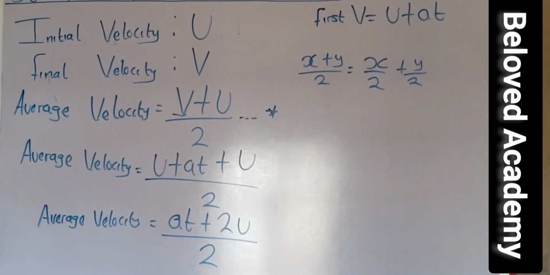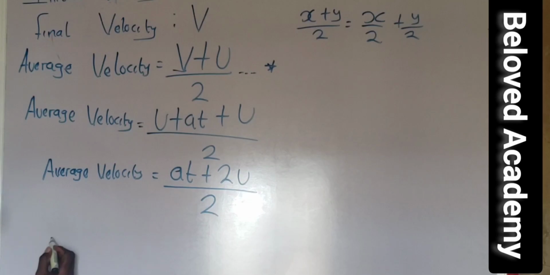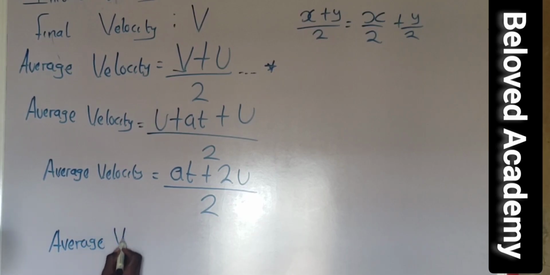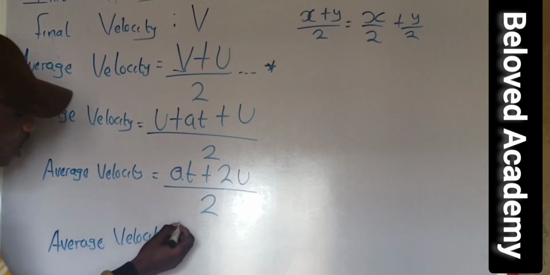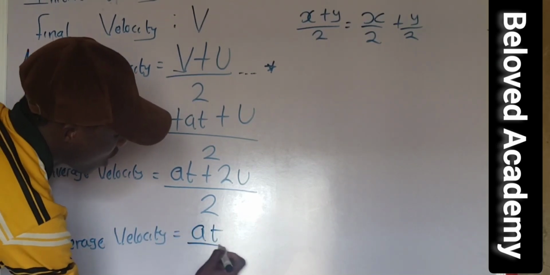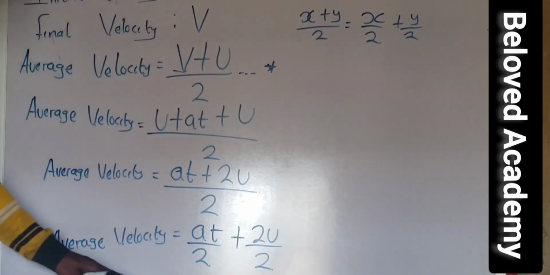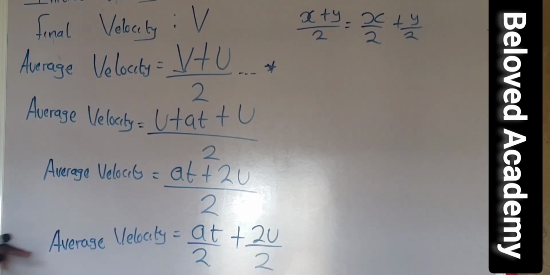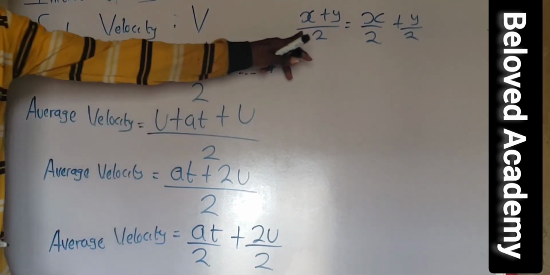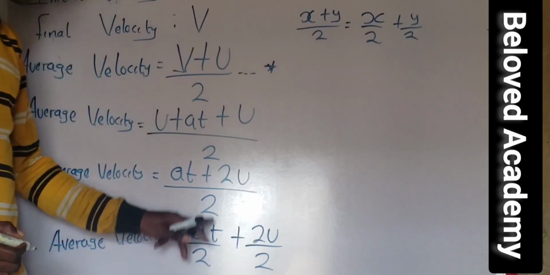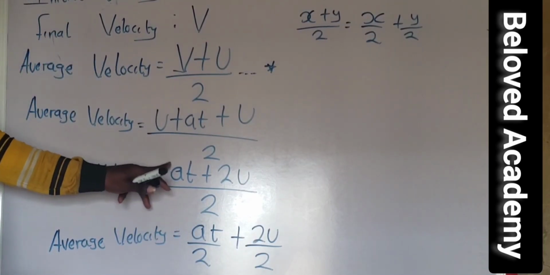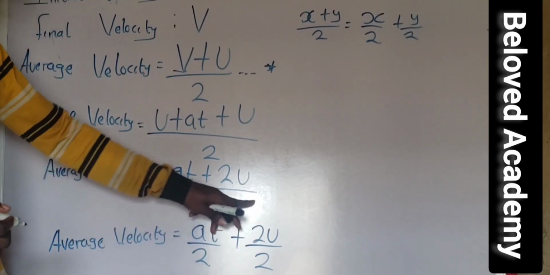Okay, now we have gotten to this point. I can split this fraction. I'm going to have the average velocity equals at all over 2 plus 2u all over 2. Please, do you understand how I got this? I explained that this fraction can be split as this. So I split this fraction, at all over 2. If I take the LCM, I'm still going to get this.